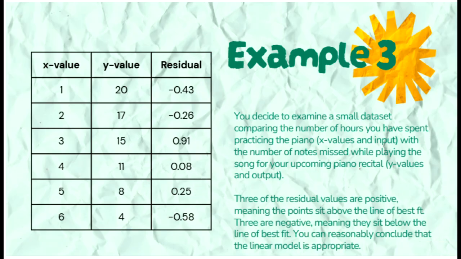Okay, 3 of the residual values are positive, meaning the points sit above the line of best fit, and 3 are negative, meaning they sit below the line of best fit. You can reasonably conclude that the linear model is appropriate. If you ever have a linear model where everything is positive or everything is negative, something's wrong. It's not a good model. It's a no-no. Okay? You should have some above and some below.